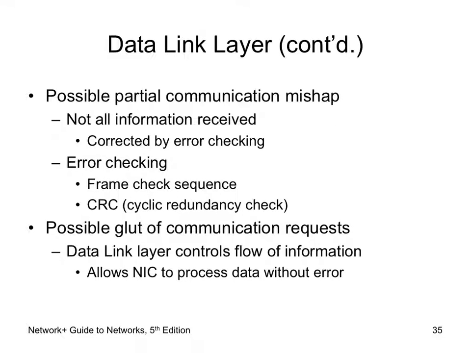A possible partial communication mishap would be not all the information is received. So the router says, I need the IP to send it again. And that happens all the time. And you'll see that in the video, where IP packets will drop and the router will ask for those IP packets again. Error checking checks that the data comes in as it was sent. And a possible glut of information is on purpose. So redundancy is another term for this. Redundancy is designed in networking so that the NIC gets the data without error.